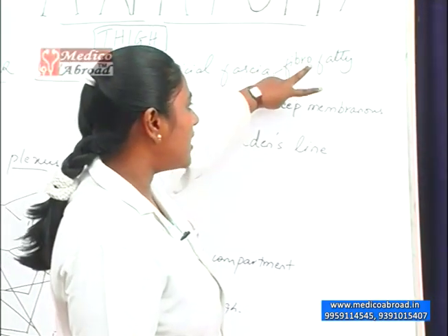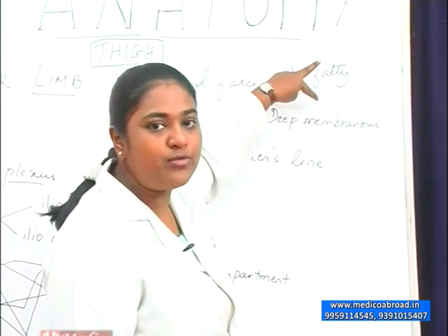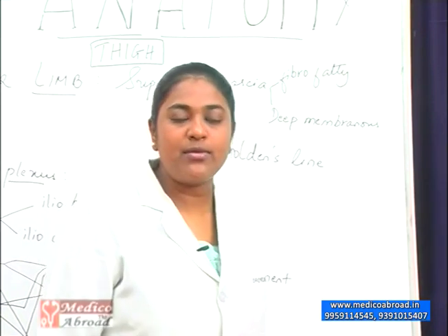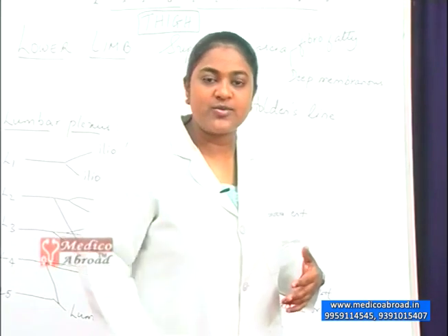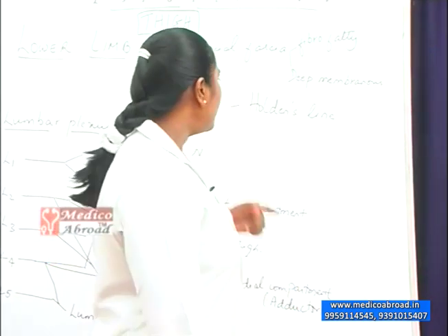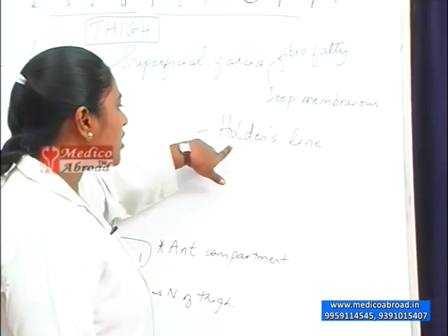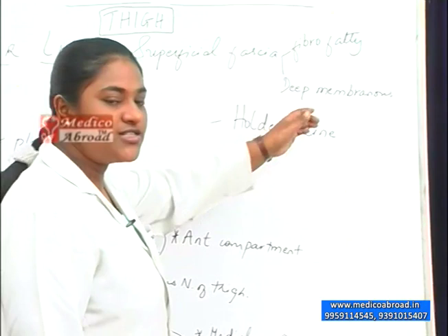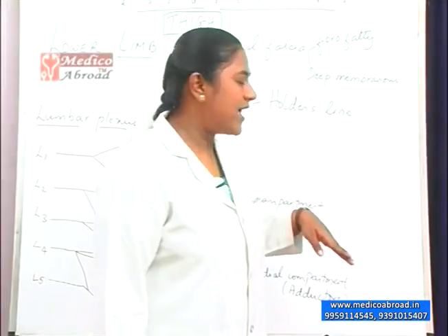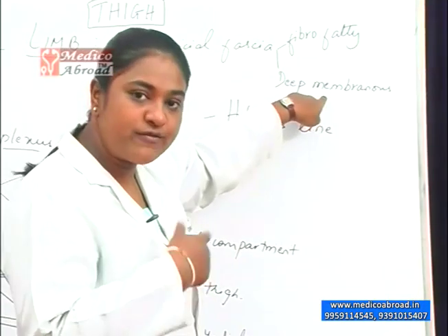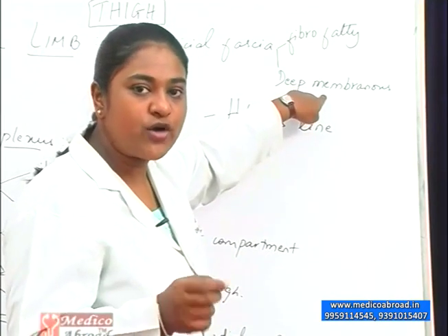Now both of them are continuous with the same respective fasciae from the anterior abdominal wall. The anterior abdominal wall has the same layers, and the layers in the thigh are continuous with the anterior abdominal wall. Now there's one important area here that you need to know. It's called the Holden's line. This is present just below the inguinal ligament, and this is the area where the deep membranous layer of the superficial fascia fuses with the deep layer of the fascia of the thigh.